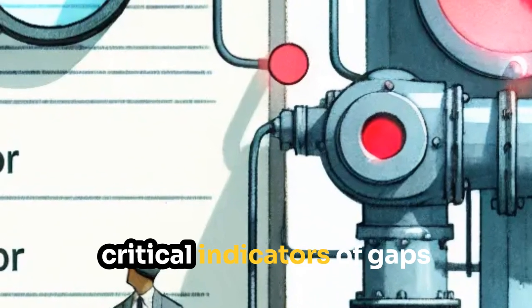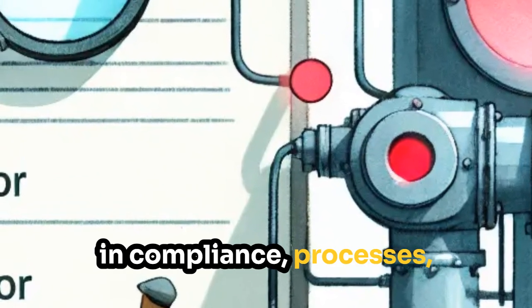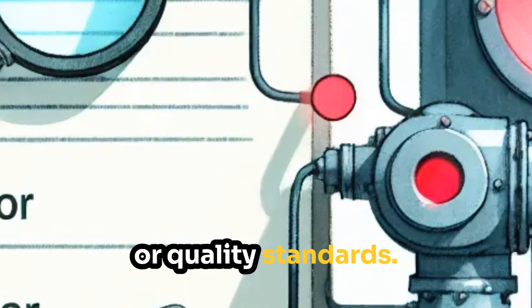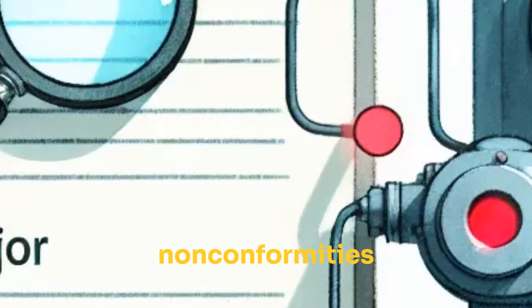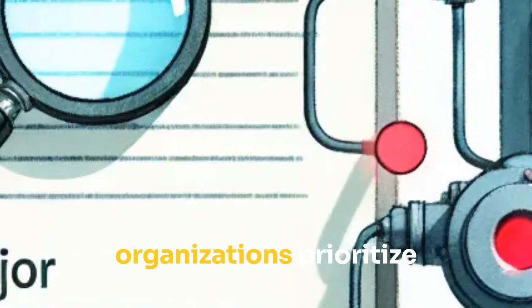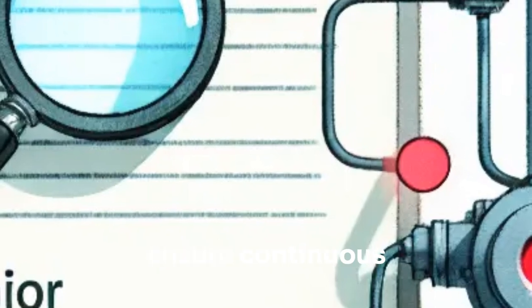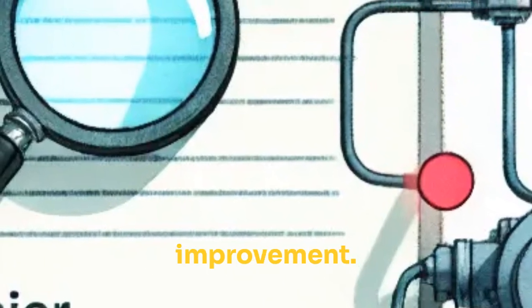Nonconformities are critical indicators of gaps in compliance, processes, or quality standards. Understanding the difference between major and minor nonconformities helps auditors and organizations prioritize corrective actions and ensure continuous improvement.